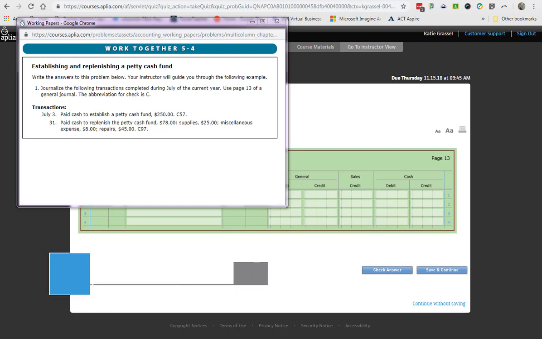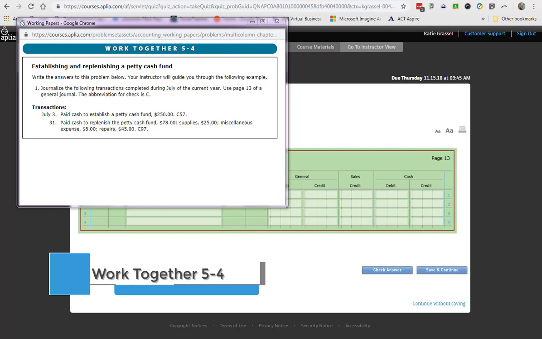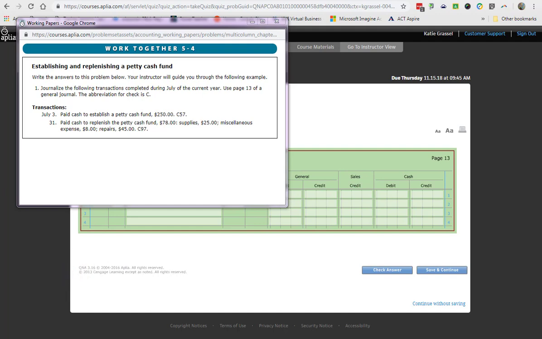So 5-4, when you look at 5-4, oh great, it's a journal. Not too bad, right? And we have 2 transactions. Not too bad. But what we have to do is understand what these 2 transactions are. The first transaction is paid cash to establish the petty cash fund, $250. So basically, our business has decided in 1 month's time they would need $250 worth of cash to cover those small payments that I've talked about.